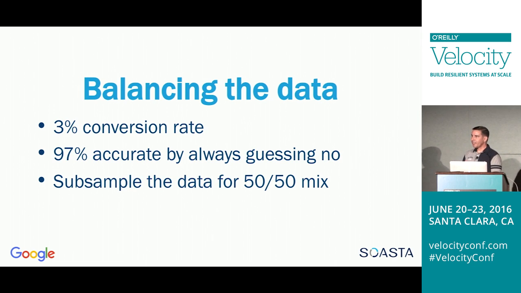The other thing you have to be really careful of is how balanced your data is. I think we had around a 3% conversion rate across all of the data set. You'd have a really accurate neural net or a machine learning system, 97% accurate if it just always guessed no. It didn't have to look at the data. It would guess no, and it would be accurate 97% of the time. So what you want to do, or what we did at least, is sample it to get as close to a 50-50 mix as you can.